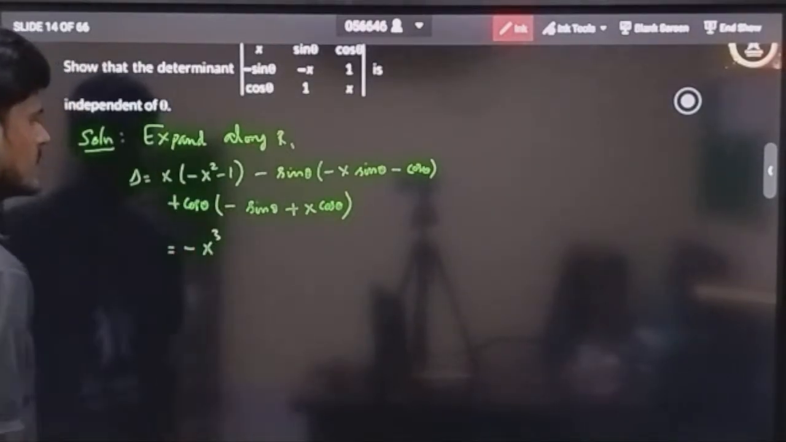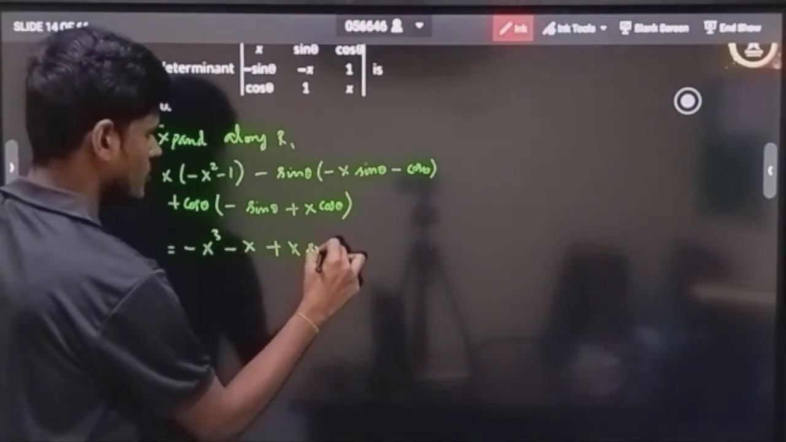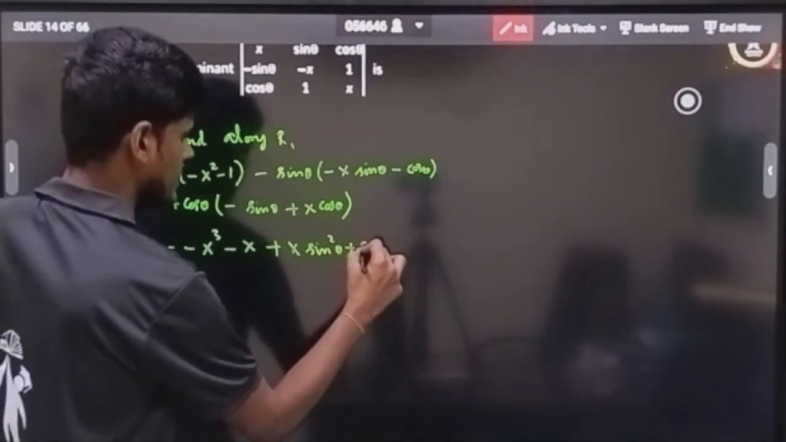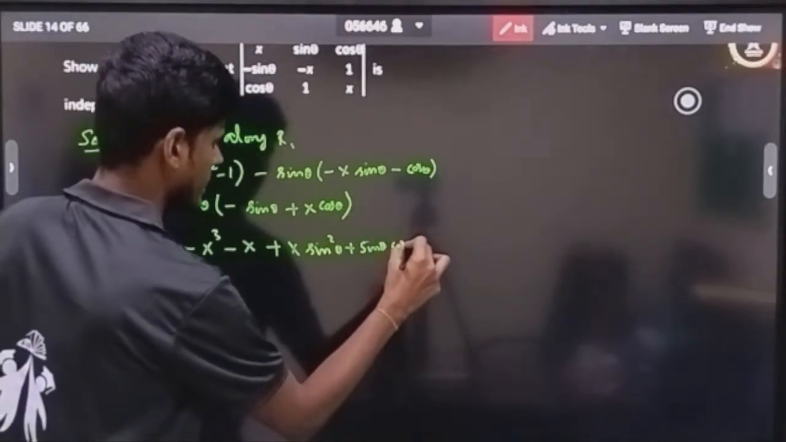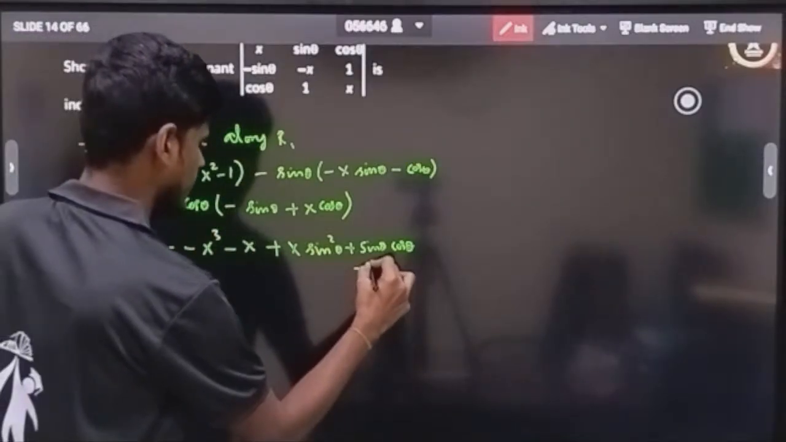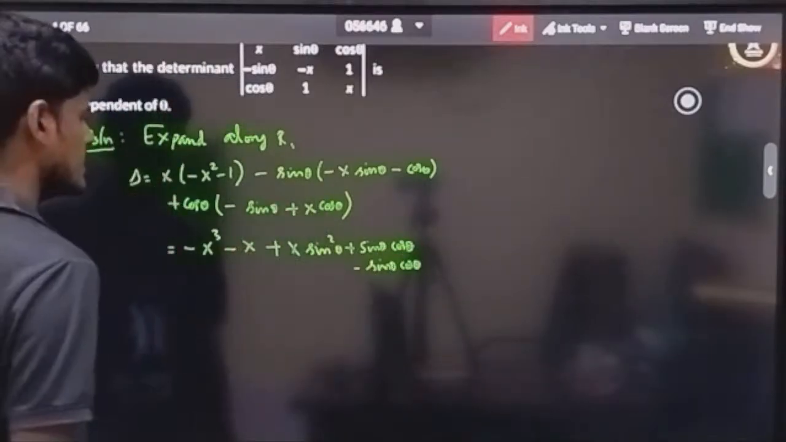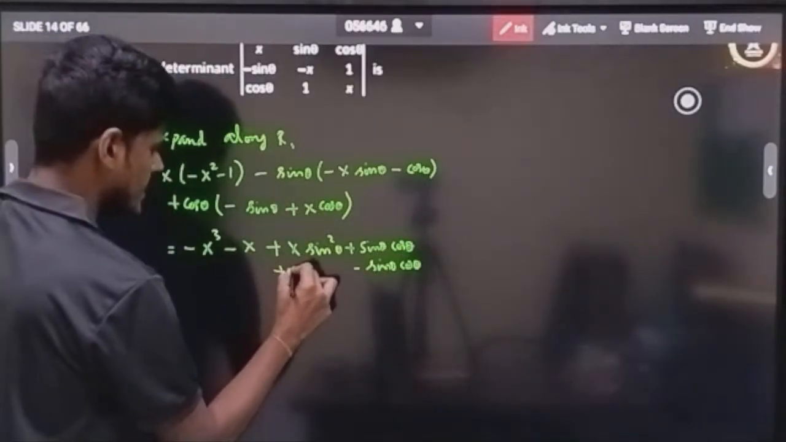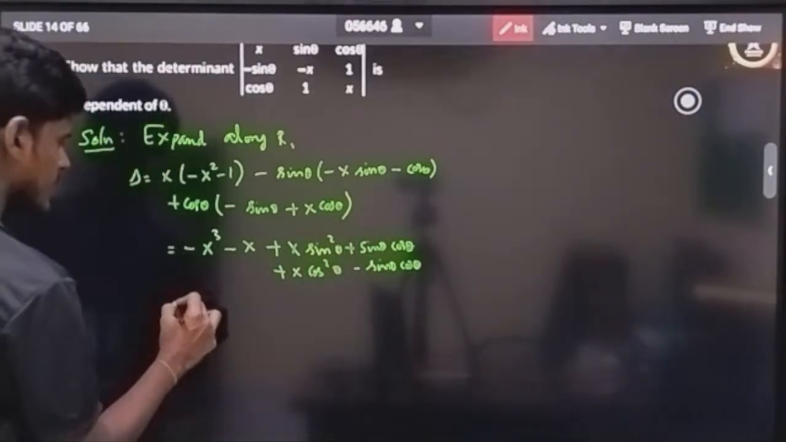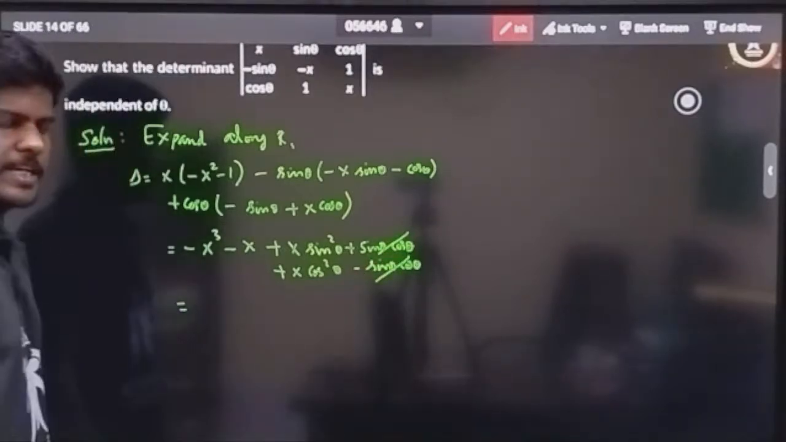This will be, first term is minus x cube minus x plus x sin square theta plus sin theta cos theta plus sin theta cos theta. Again here minus sin theta cos theta minus sin theta cos theta. Again plus x cos square theta plus x cos square theta. That is it. Now what we can do is group the terms. Plus sin theta cos theta minus sin theta cos theta will get cancelled.